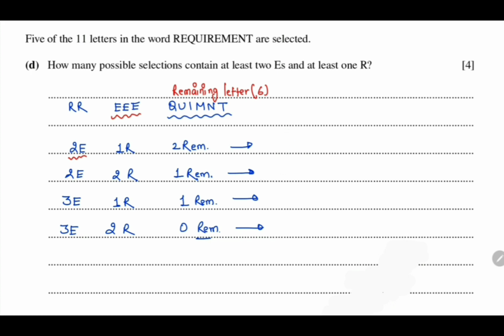Okay. So for remaining, I can select 2 remaining letters out of 6 in 6C2 ways. I can select 1 in 6C1 ways, and finally 6C0. I will add all these and I will get my final total number of selections. So total selections will be the addition of all these. Let's move to the next question.